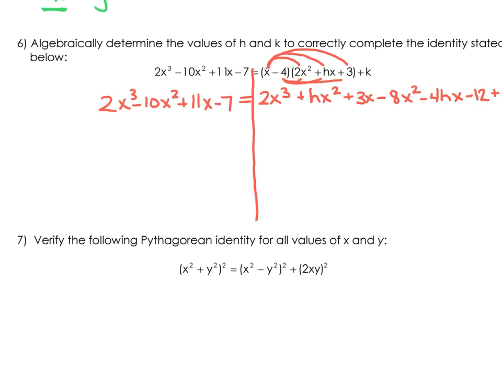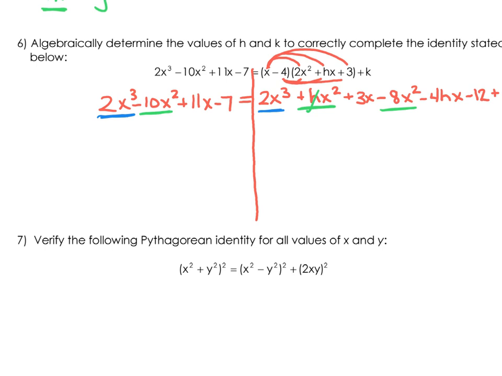And so now what we're going to do is we're going to see what we have. Here we have a cube term. Here we have a cube term. Good news, they match. So far, so good. All right, next one up. They have a squared term with a coefficient of negative 10. We have a squared term and a squared term, and one has a coefficient of negative 8. So can you think about what you would put in for this h so that if I take that number and I subtract 8 from it, I get negative 10?